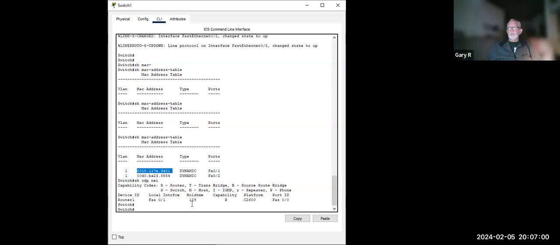Okay? So that's how simple switches can be. I really didn't have to do anything to it. Just got the cabling and addressing correct, and away it went, and it's learning about where the different devices are. Okay. Right. Any questions on that?